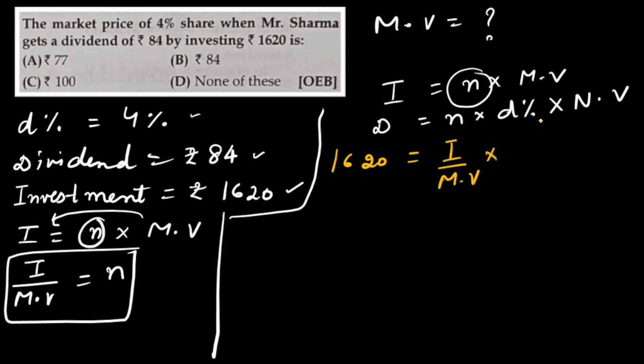Dividend percent is given to us. Dividend percent is how much? 4%. 4 by 100 into nominal value. So now what we can do? So here also let's write investment. Investment is, no, dividend is 84. And here investment is 1620. Yes. So now what we can do? Here also again nominal value and market value, two unknown things are there. So how we can do this one?